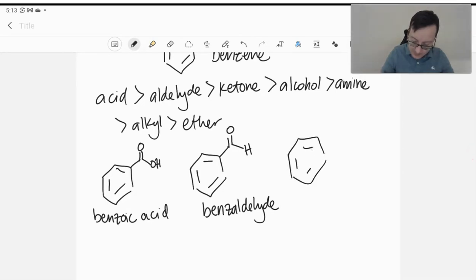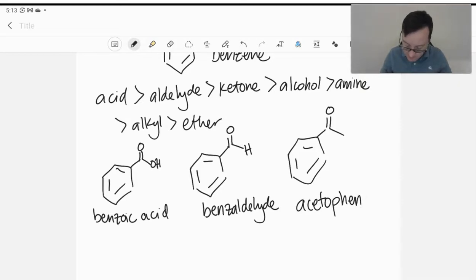However, if we look at the simplest ketone we can make with benzene, that of a methyl ketone, this is now called acetophenone. Aceto for the single methyl group there, phen for the phenyl ring, and then one for ketone. So we're starting to get some weird names here.